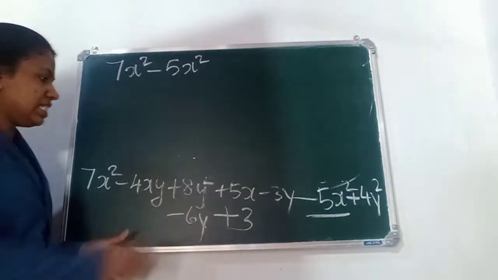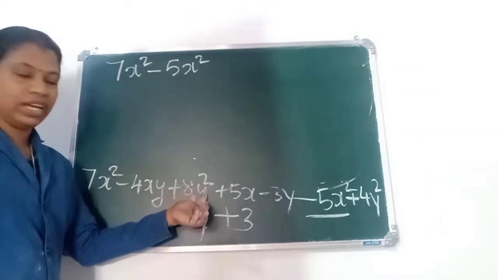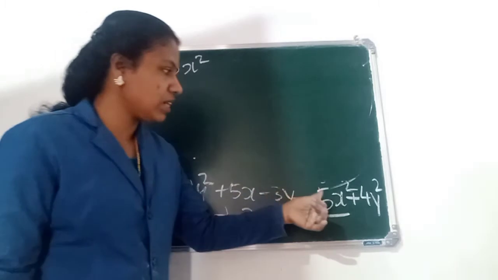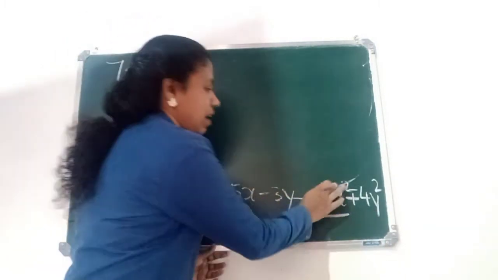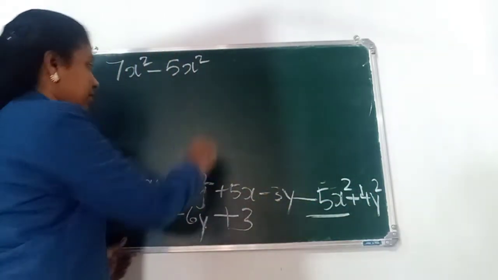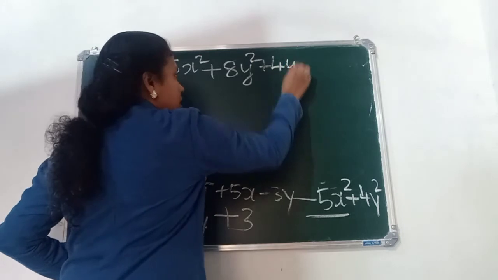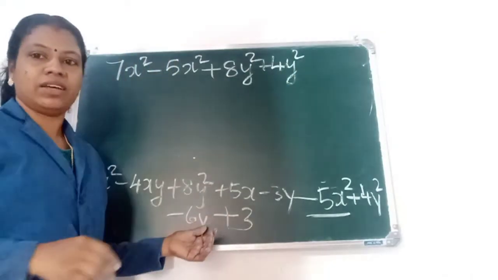Now take the next term, y square. Here is one y square term. Any other y square? Yes, here we have the next y square term, 4y square. So write down those two terms: 8y square plus 4y square. Both are plus signs.